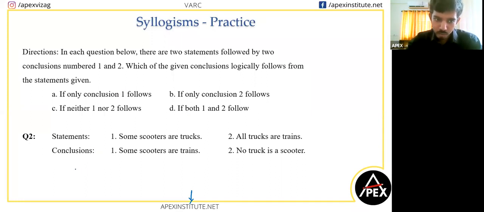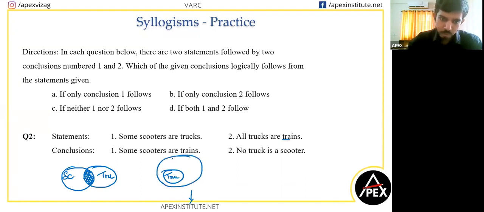Some scooters are trucks. So can we draw two circles? Some A are B. Remember what we studied? Some scooters are trucks, and I'm writing trucks as TRU because we have TRA as well. And these are the scooters which are trucks in this blue shaded area. Yeah. And all trucks are trains. So can we say there is another diagram in which these are trucks and all trucks are trains. So this is a subset of a larger circle for trains.